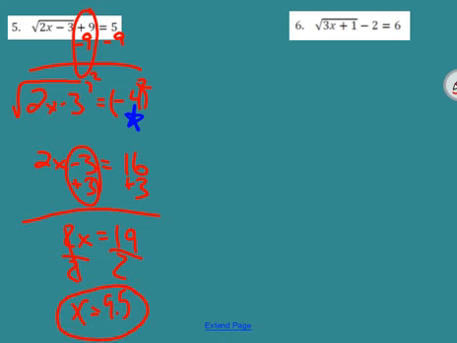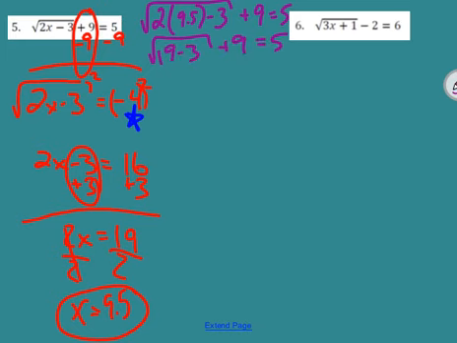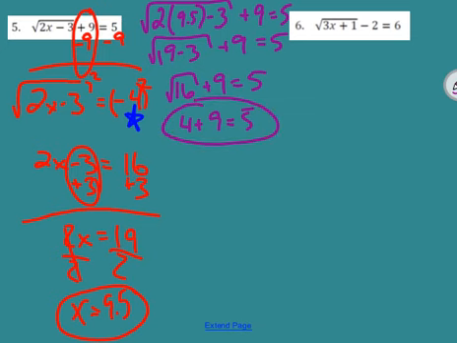Now 9.5 to me is a little bit goofy, so I might try to plug it back in. 2 times 9.5 minus 3, square root, plus 9 is equal to 5. Now when I do that, I get square root of 19 minus 3 plus 9 equals 5. I get square root of 16 plus 9 equals 5, and I get 4 plus 9 equals 5. Looking at this, you should see this is not true.